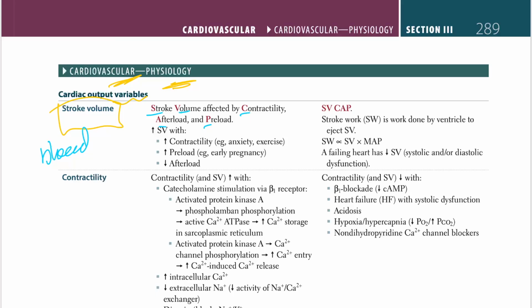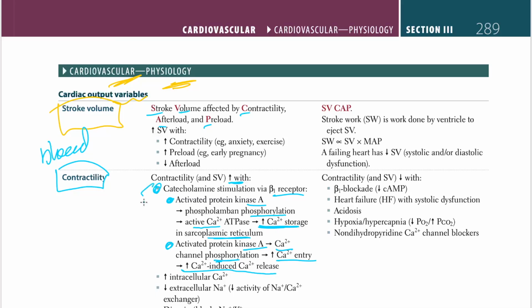Let's look at contractility. Contractility and stroke volume would increase with catecholamine stimulation via the beta 1 receptor. And what would they do? They would activate protein kinase A, which leads to phospholamban phosphorylation, activating the calcium ATPase channel, which causes an increase in calcium storage in the sarcoplasmic reticulum. Second, they would activate protein kinase A, leading to calcium channel phosphorylation, increased calcium entry, and increased calcium-induced calcium release.